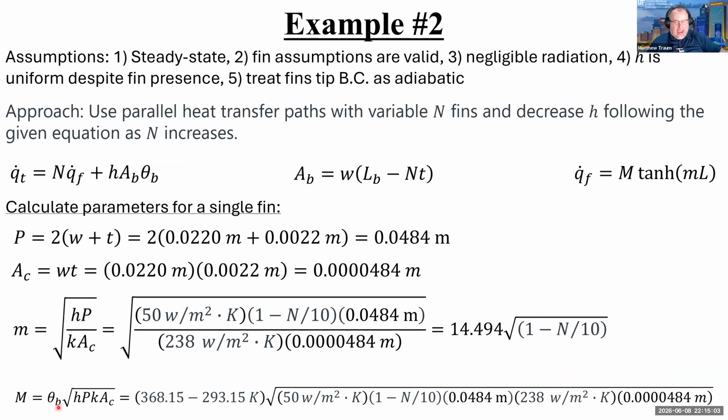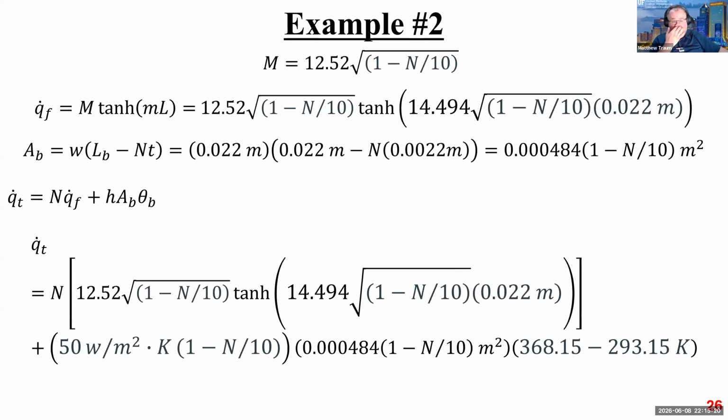Okay, capital M, same story, right? It's just combinations of numbers that I know. So I'm going to plug all those numbers in, but notice I'm going to leave h in terms of n so that later on I can just plug in an n value and I don't have to go back and solve this over and over and over again. Okay, so now I've got my M value. So here it is in terms of n.